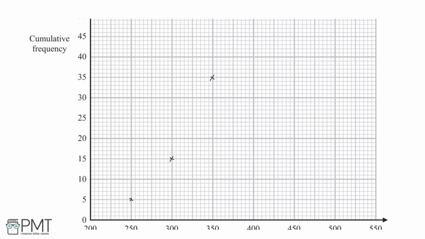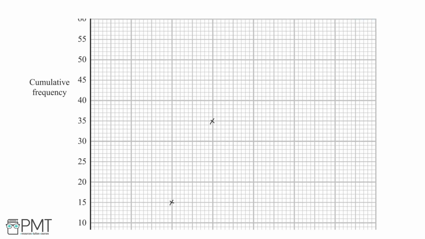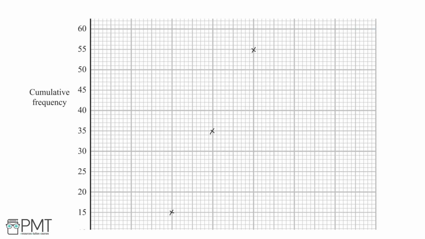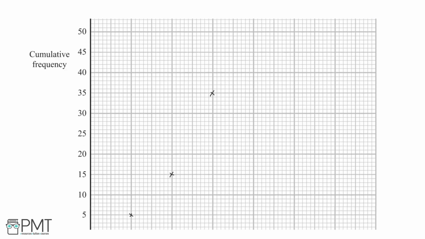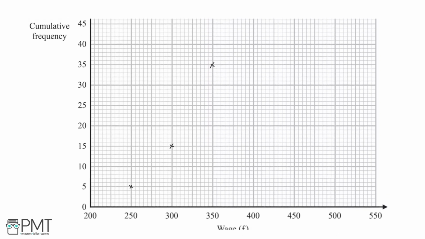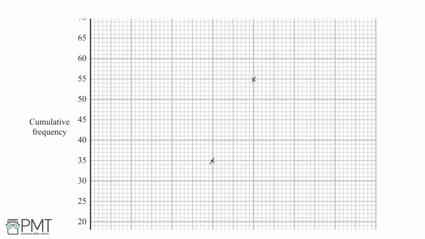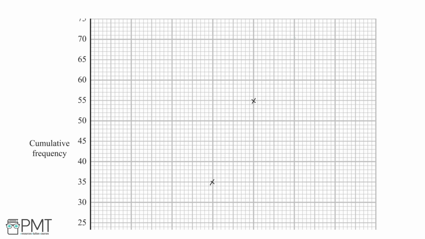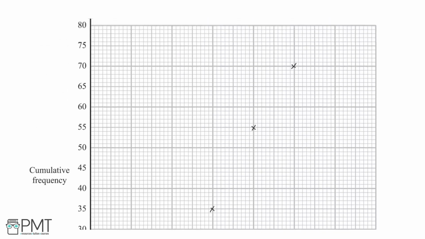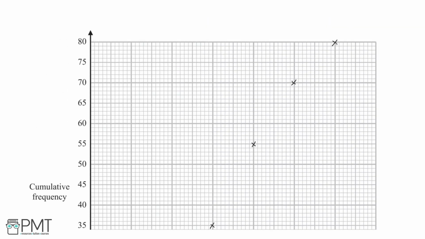Then it was 400 for 55, so following this dark grey line up until here for 55. Then it was 450 for 70, which is up here, like that. And finally, it was 500 for 80. So follow the graph, 500 for 80, like this.